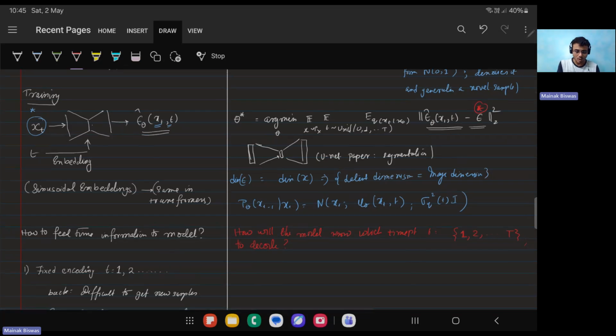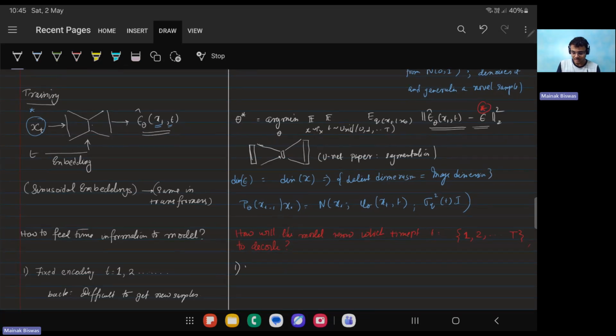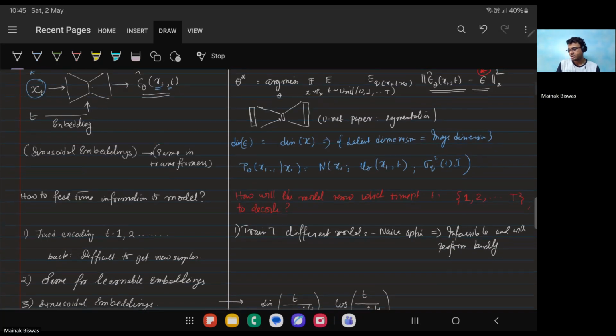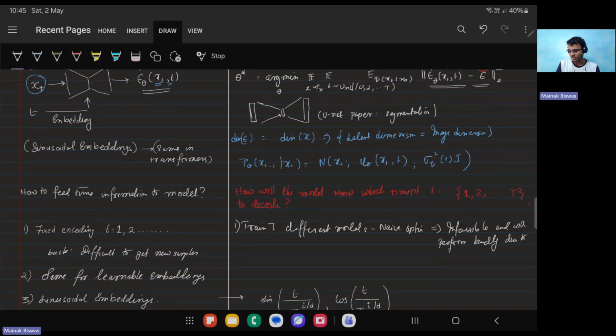So there are two options. One, train T different models. This is the naive option, but it is infeasible and will perform badly due to lack of data. So we want the same model to generalize.